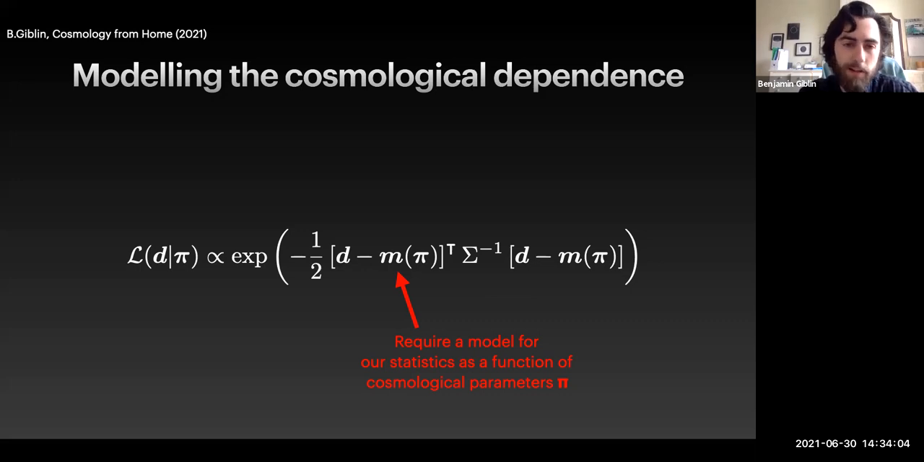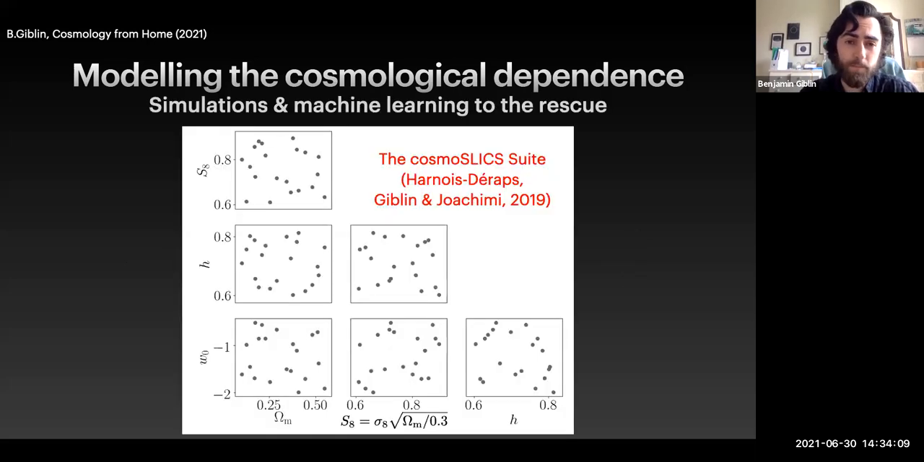So this is where numerical simulations coupled with machine learning come to the rescue. The simulations that we're using in this analysis are called the Cosmoslicks suite, and they were published in this paper here in 2019. The Cosmoslicks consist of 26 independent cosmologies, each of which varies as a function of 4 different cosmological parameters.